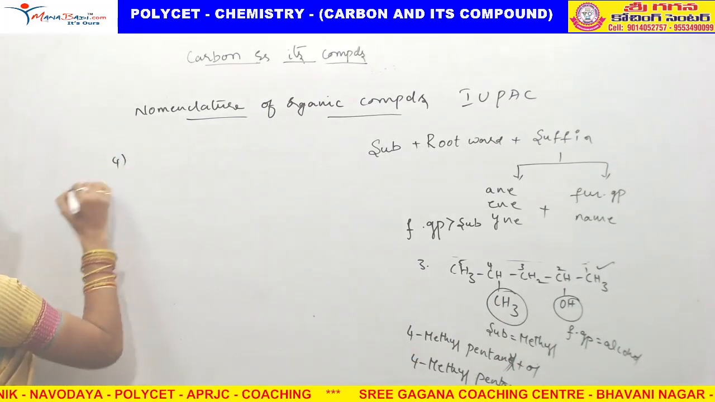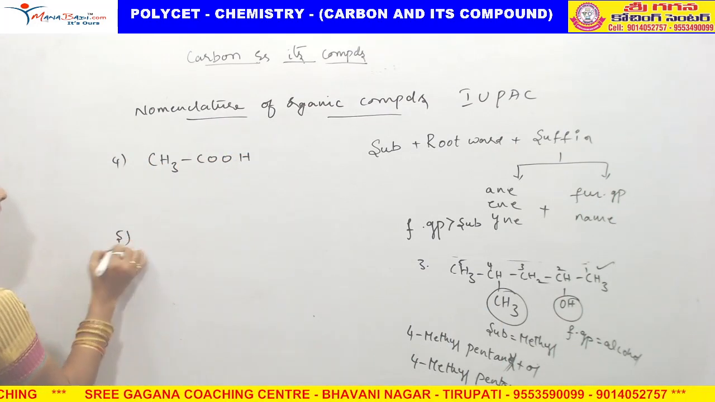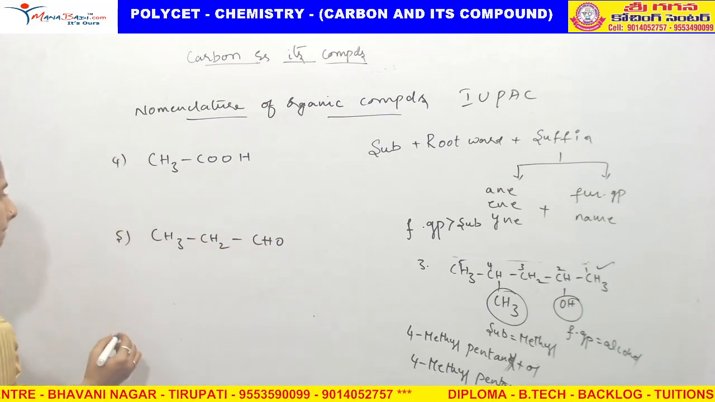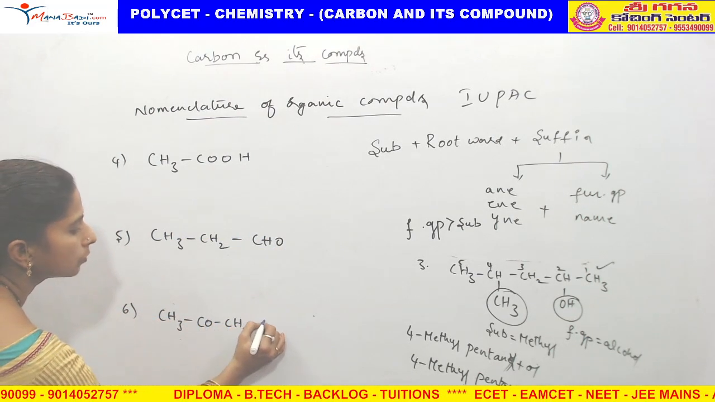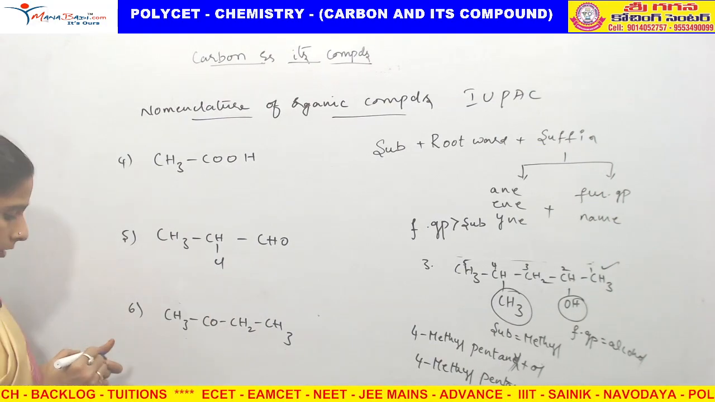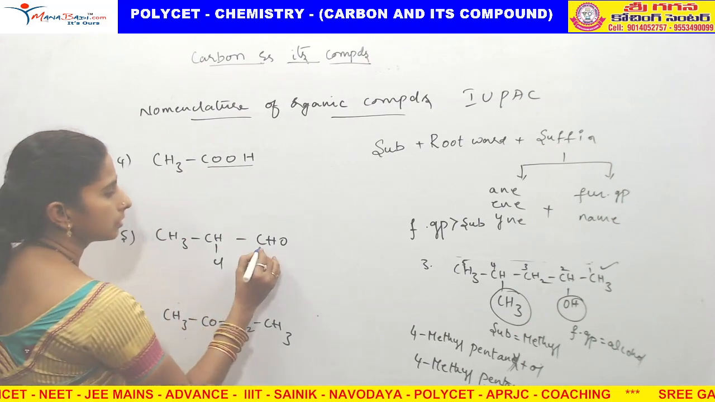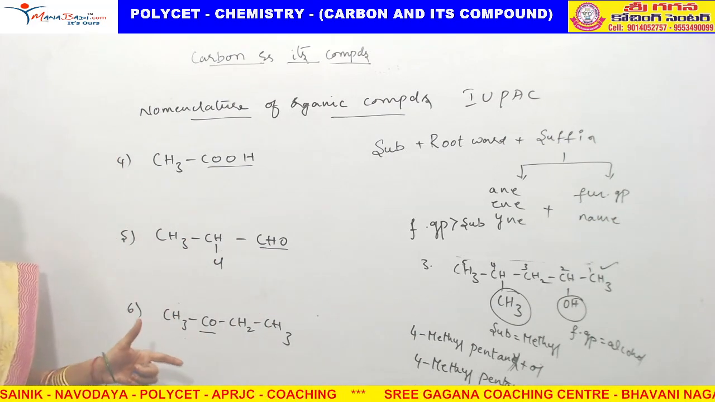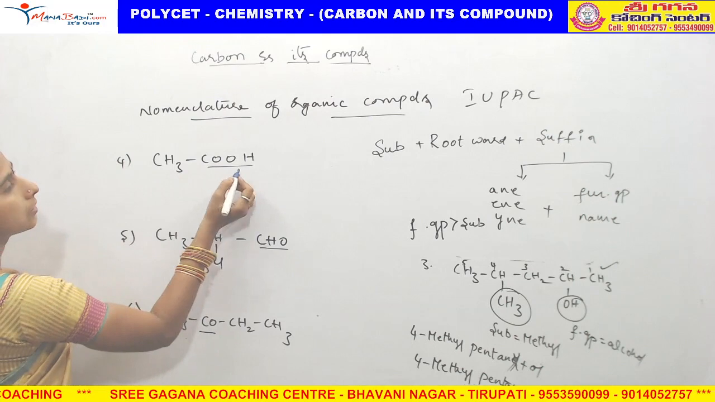And fourth one, CH3COOH. And fifth one, CH3CH2CHO. And sixth one, CH3COCH2CH3. Right. What else, what functional groups are there here? If you observe, this is carboxylic acid, this is aldehyde, this is ketone. You need to search for what is the suffix. You need to search now itself. Right. Give the numbering. This is a long chain only.